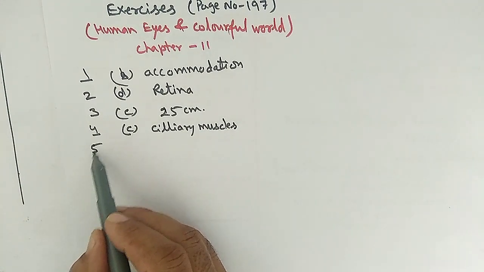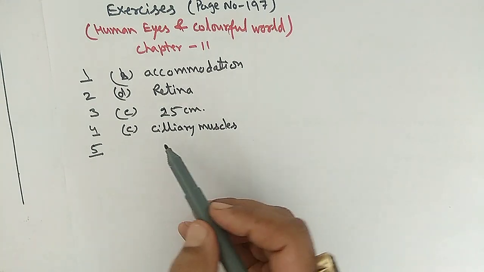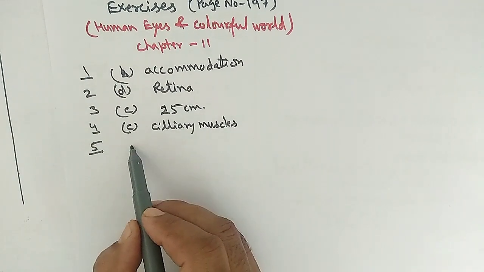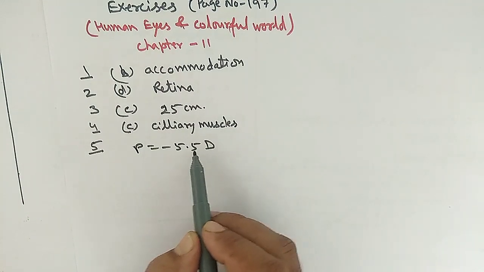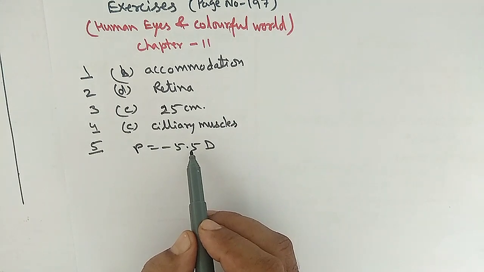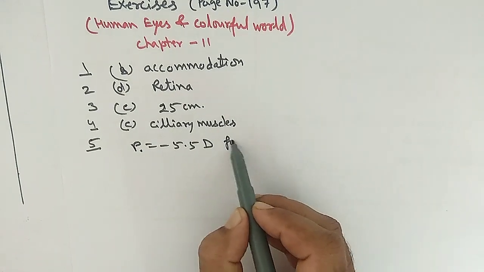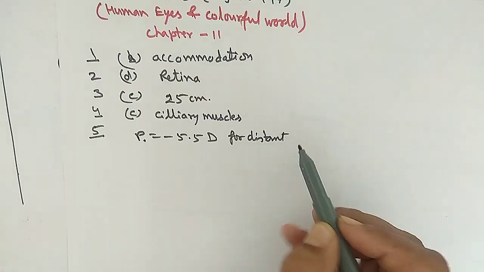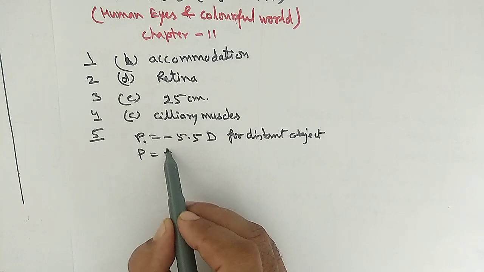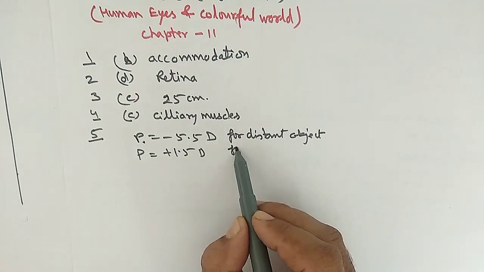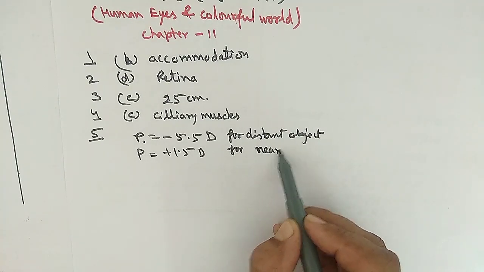Now come to question number 5. It is a numerical type question. A person needs a lens of power. Power is given here. The required power is minus 5.5 diopter for correcting his vision for distant objects, and he requires plus 1.5 diopter for correcting the near vision.